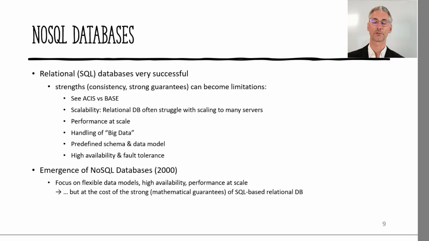Relational databases often struggle with many servers or large and big data sets because of the guarantees that they need to make for a consistent state. Also, you always need to have a predefined schema and data model, and high availability and fault tolerance are hard to achieve with these kinds of databases, depending on your application. And this led to the emergence of NoSQL databases in the 2000s. And here the development was not so much on the strong guarantees and on the consistency, but on flexible data models, high availability and performance at scale.